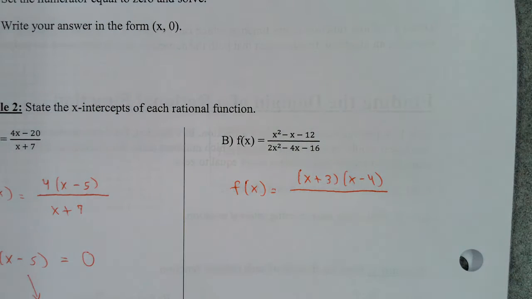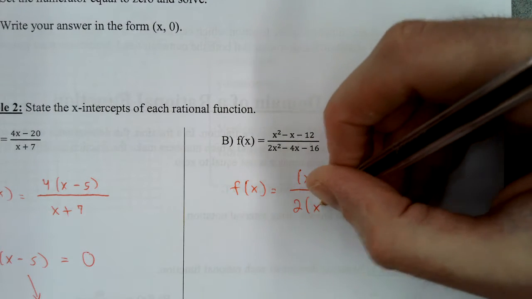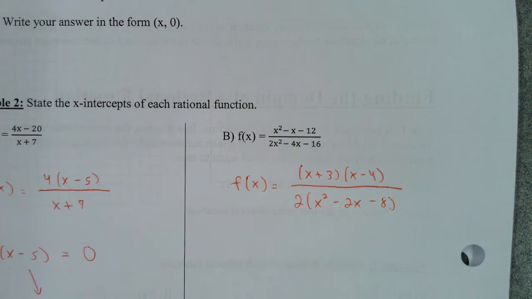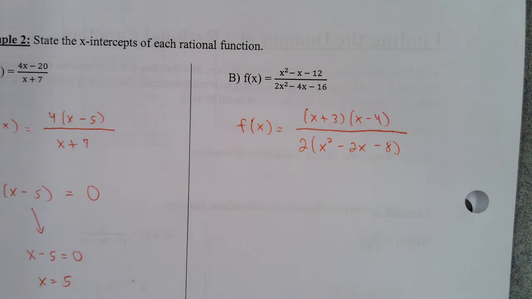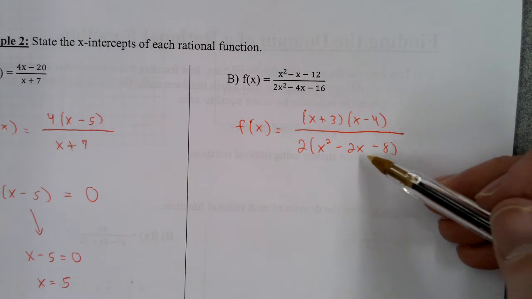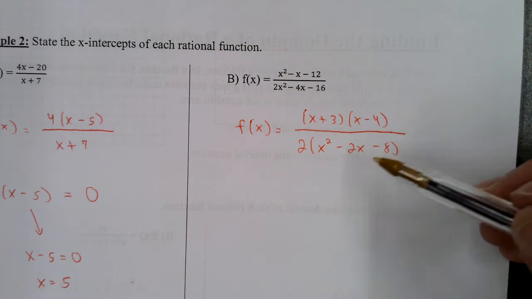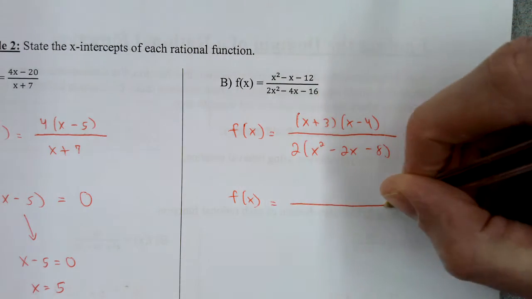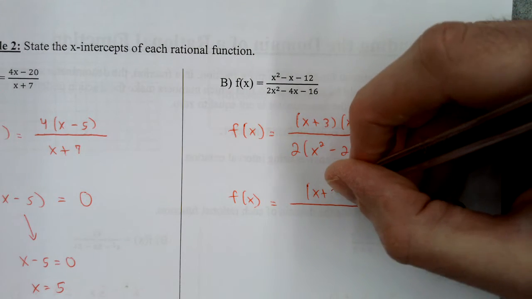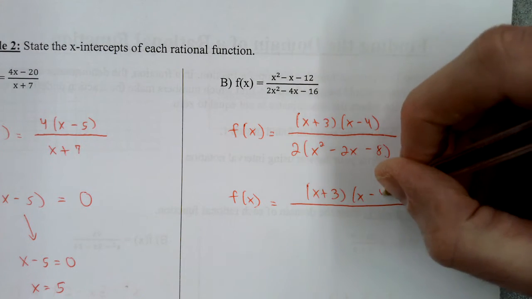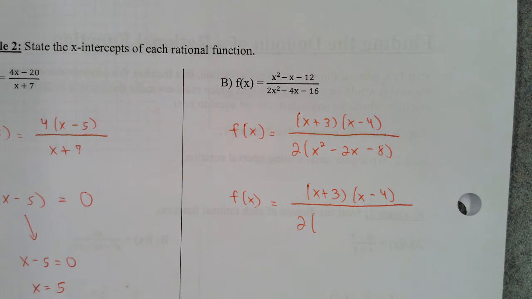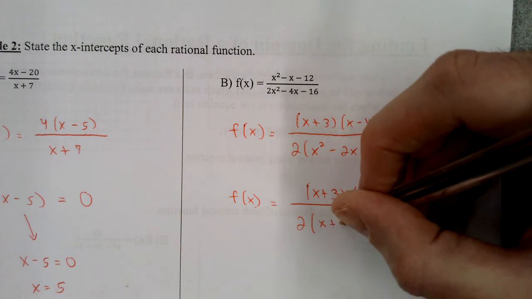The denominator has a GCF of 2. So we'll factor out the GCF of 2. It'll leave you with x squared minus 2x minus 8. Now you're going to factor the denominator again. Factor the parentheses in the denominator. Find 2 numbers that multiply to negative 8 and add to negative 2. So it'll be x plus 2 times x minus 2. I mean x plus 2 times x minus 4.